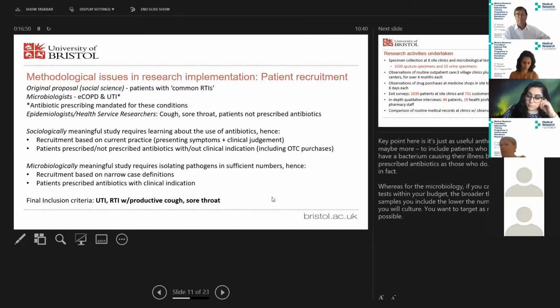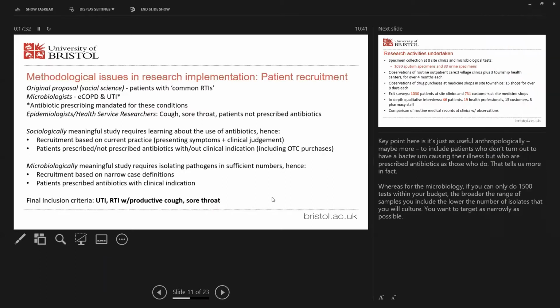Whereas for the microbiology, if you can only do 1,500 tests within your budget, which is the budget we had, the broader the range of samples you include, the lower the number of isolates that you will be able to culture. That means you want to target as narrowly as possible. And that is why our microbiologists were saying they want to recruit people with exacerbated chronic obstructive pulmonary disease and with UTIs, because those two conditions are mandated for antibiotics. You want to be prescribing antibiotics because you're pretty sure that they will have a bacterial infection.